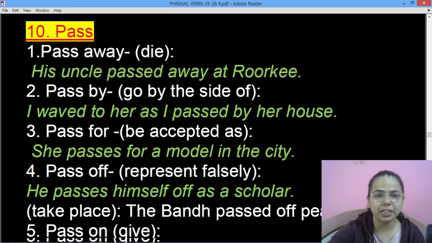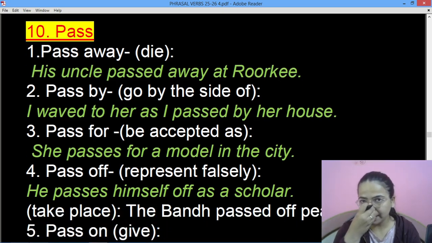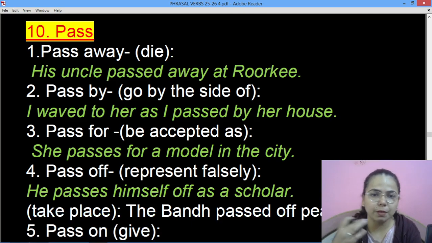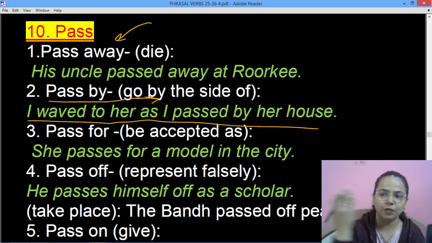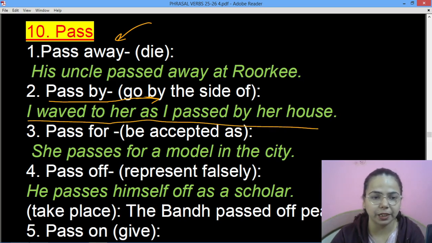The first one is pass away, means to die. That is a form of euphemism also. जब आप बहुत ही politely किसी चीज़ को बोलते हो तो that is the he died. No, he passed away. Pass by. To go by the side of. I waved to her as she passed by her house. जैसे वो वहाँ से गुजर रही थी, she was passing by.